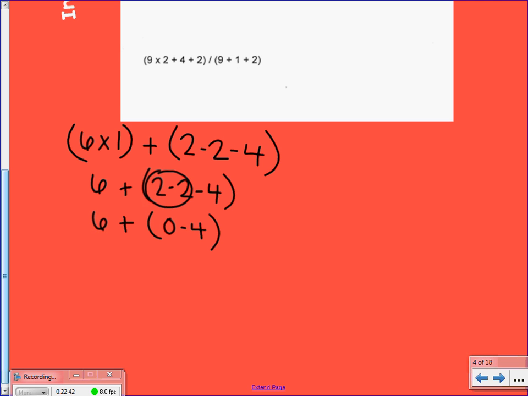Okay, still stuck with the parentheses. We haven't quite gotten it done yet. 0 minus 4 is negative 4. We're throwing in some negatives this time. Okay, still have to rewrite the rest of it.